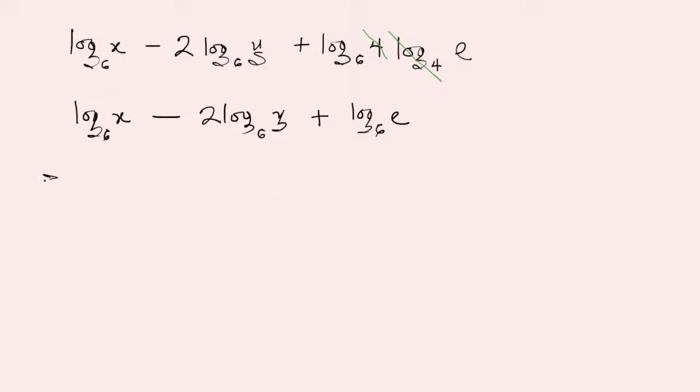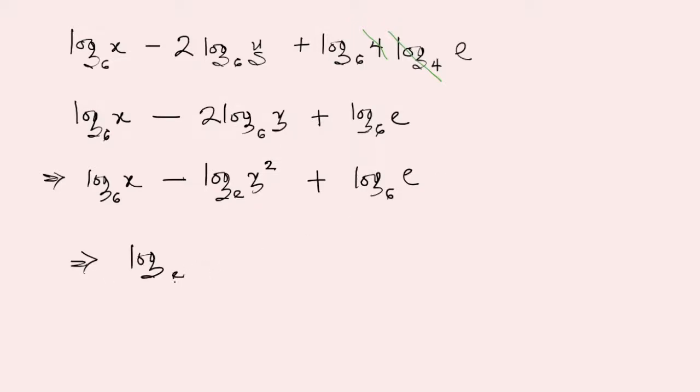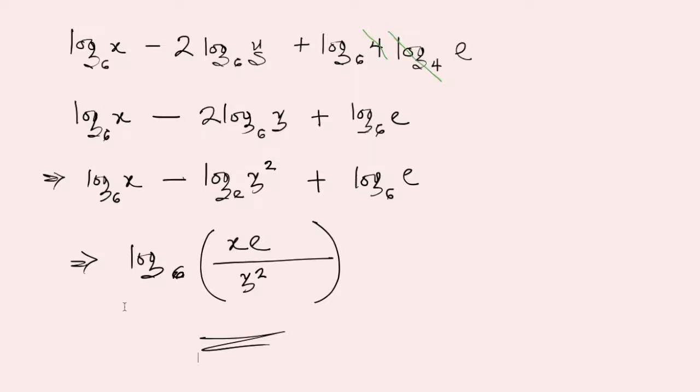And then we can go ahead and rewrite this as log to the base 6 of x, move this to the power to form log to the base 6 of y squared, plus log to the base 6 of e. And this is going to be finally log to the base 6 of x. There's a minus sign here, so y squared is going to the denominator, and there's a positive sign here, so this is going to be x e over y squared. And that's our final answer. And that's how you do contractions of logarithmic expressions.